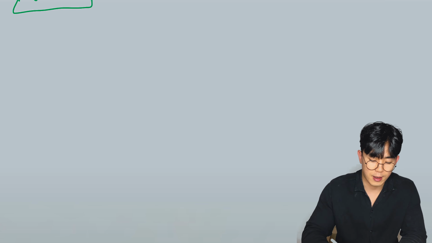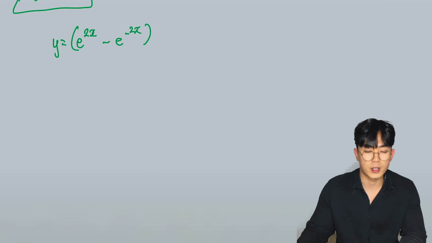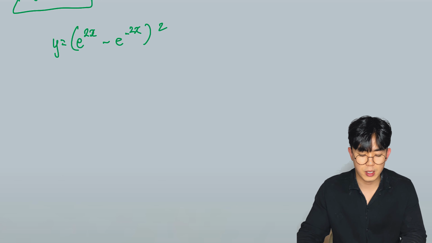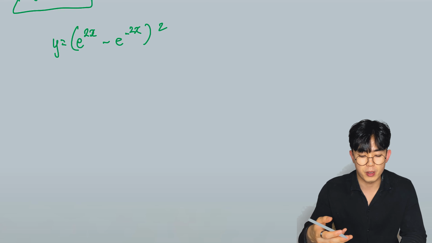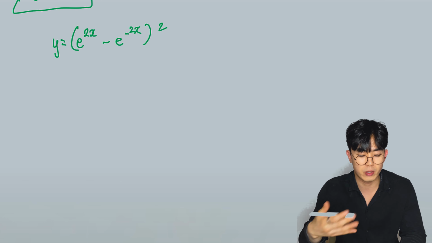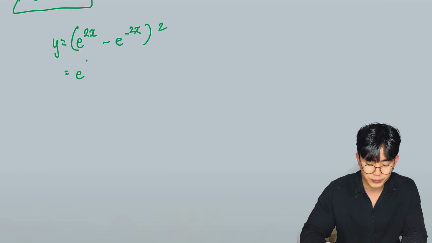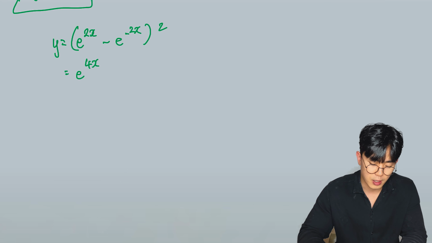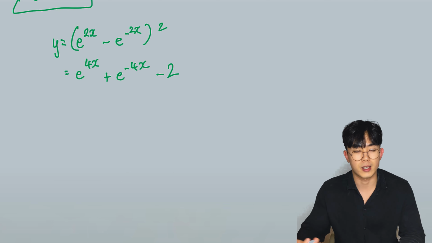So let's try and do some more questions. Let's say I have y is equal to e to the 2x minus e to the minus 2x, all squared. And I want to differentiate this, okay? So it may look a bit daunting when you first see it, but it's step by step, okay? So first things first, we expand the bracket. So this becomes e to the 4x plus e to the minus 4x minus 2, just expanding the bracket.